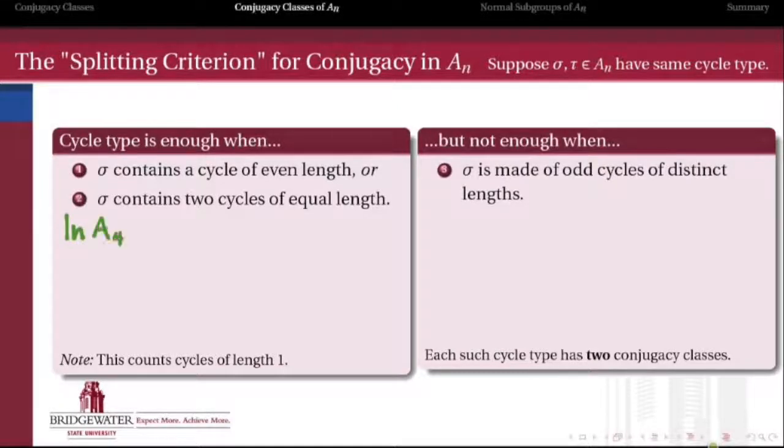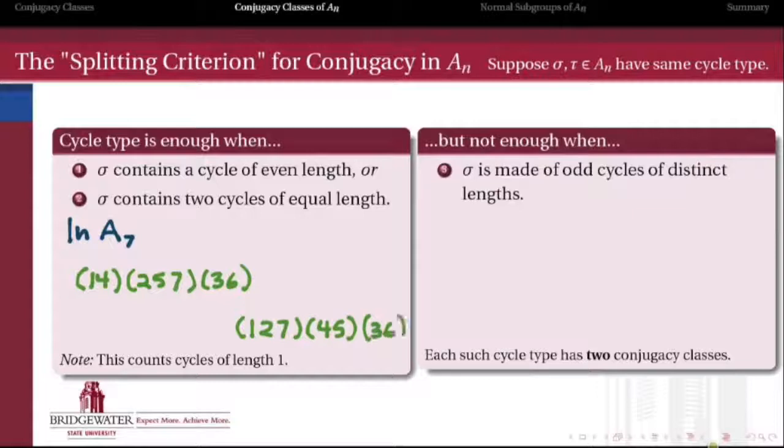So as an example, in A4, (1 2)(3 4) and (1 4)(3 2), the example we just looked at, these were conjugate. Actually for both reasons, because they contain a 2 cycle, a cycle of even length, and they also contain cycles of equal length. Each of them is a 2 plus 2, so there's repetition. So in another example, if we look at the group A7, these two permutations are also conjugate.